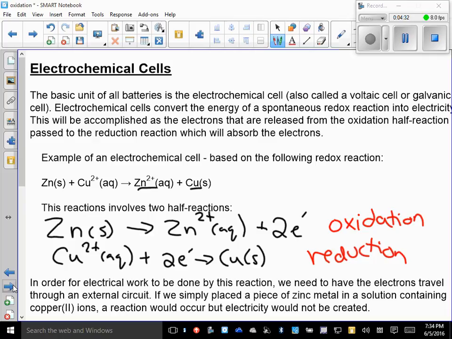In order for electrical work to be done, we have to have the electrons travel through an external circuit. If we simply place a piece of zinc in a solution containing copper, a reaction would occur, but electricity is not created. So we make something called an electrochemical cell. We begin by getting 2 beakers and placing metal strips in electrolytic solutions. In one, we place a strip of zinc in a zinc nitrate solution, Zn(NO3)2. In the other, we place a strip of copper in a copper nitrate solution. Each beaker represents one of the two half cells, but still there's no way for the electrons to move from one beaker to another.